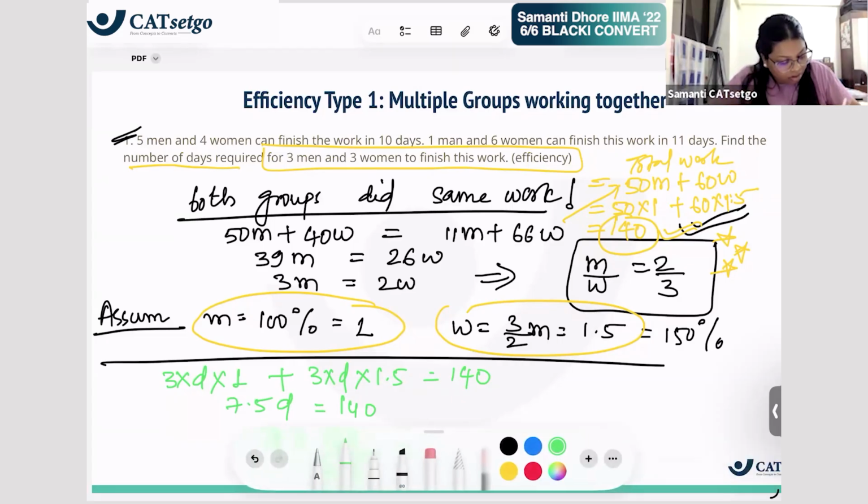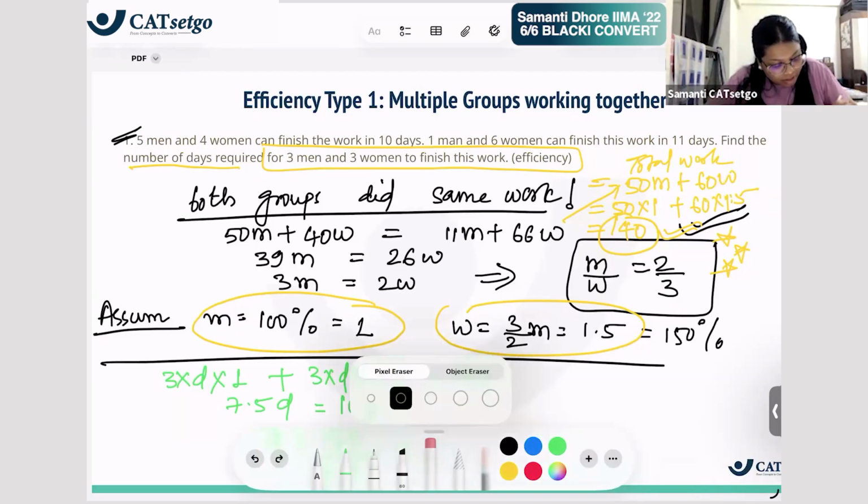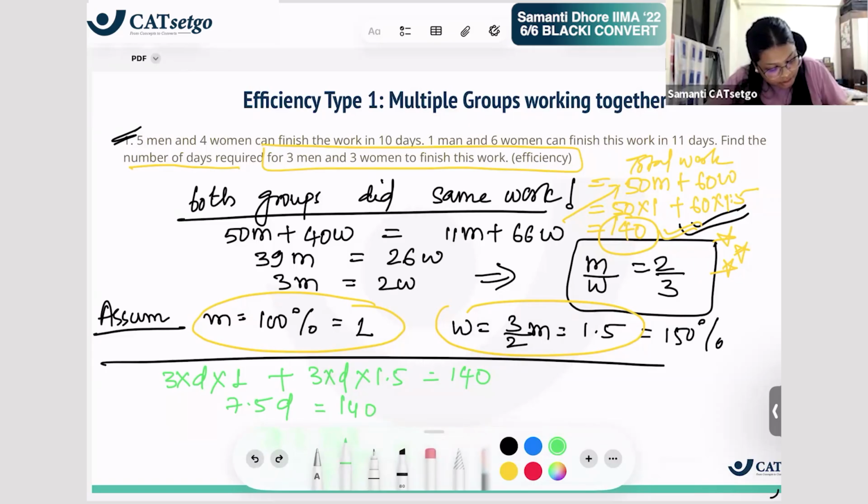By the way, I've made a little mistake here. You should have pointed it out for me. एक छोटी mistake मैंने कर दी. It was 40W, not 60W, right? Work was 50M plus 40W. So this was supposed to be 40. Values अलग आएंगी. This was supposed to be 40, and then accordingly this becomes 40 plus 20, 60. This becomes 110. So this is 110, right?